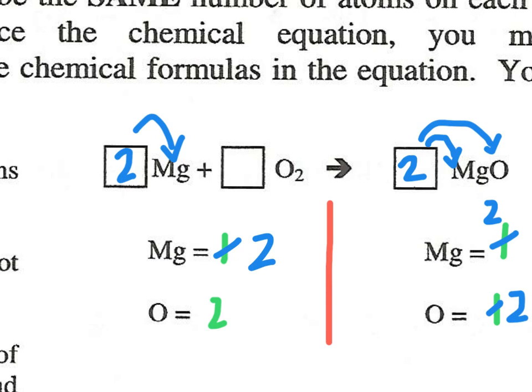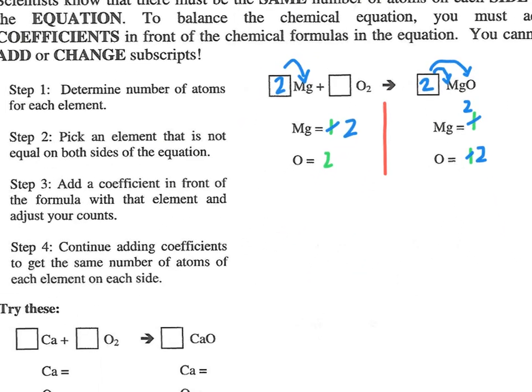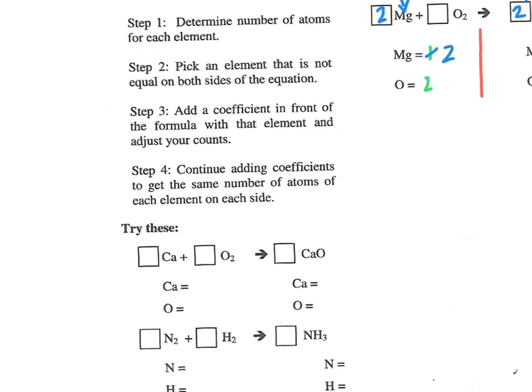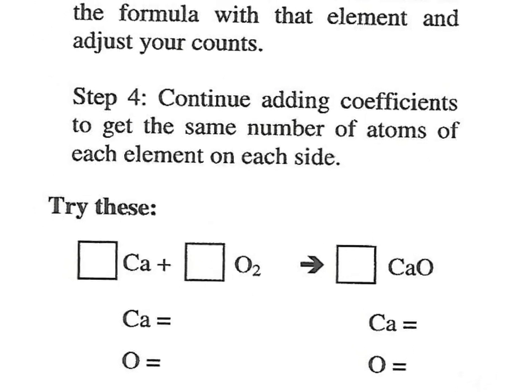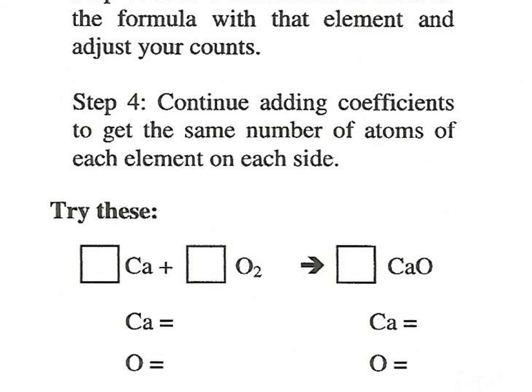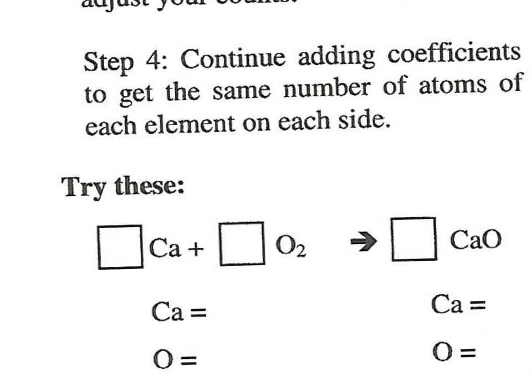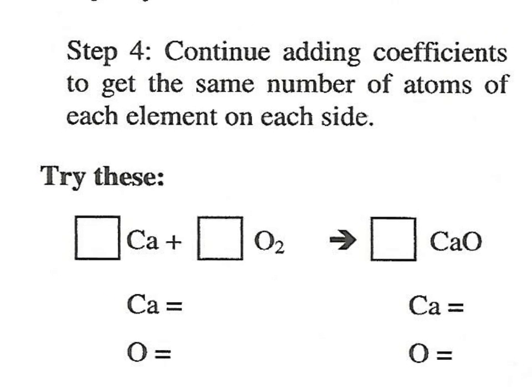Now I double check. My magnesiums are both at 2 atoms, which is balanced, and my oxygens are both at 2 atoms, which is balanced. So the new equation is 2 magnesiums plus oxygen yields 2 magnesium oxides. Okay, I'm going to do another example down below just so that way you can see. It says try these. I'm going to do calcium plus oxygen yields calcium oxide. I'm going to do it the exact same way that I just did the magnesium oxide equation.